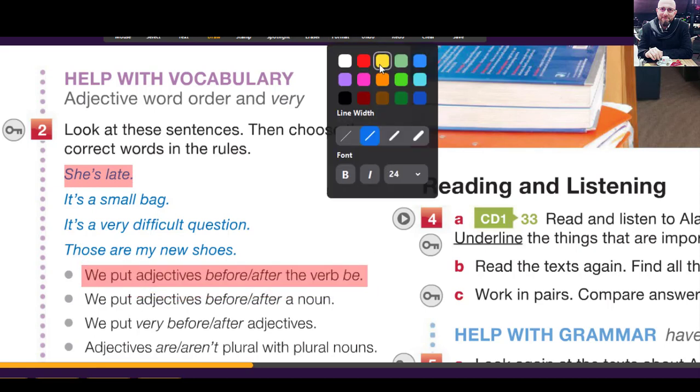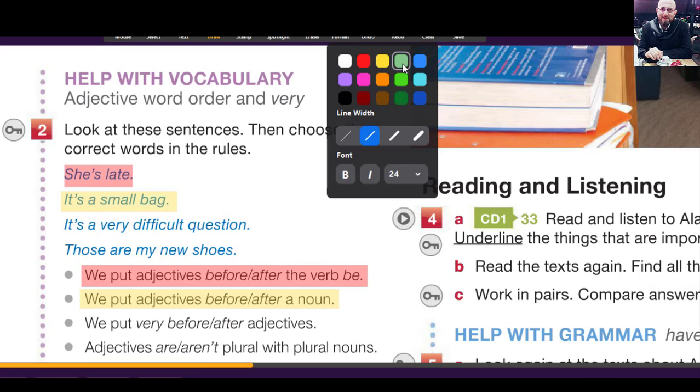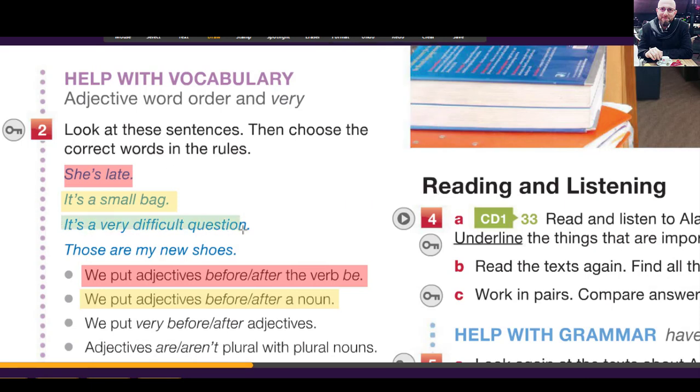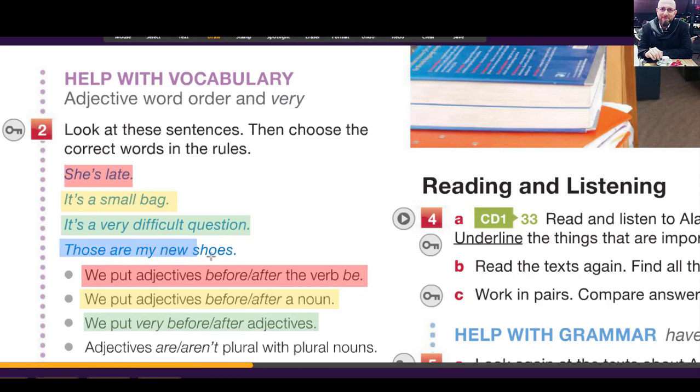Okay, and we have sentence number two, rule number two, sentence number three, rule number three, four. For example, we say here, she is late, okay? Is late, we put adjectives before or after the verb to be.